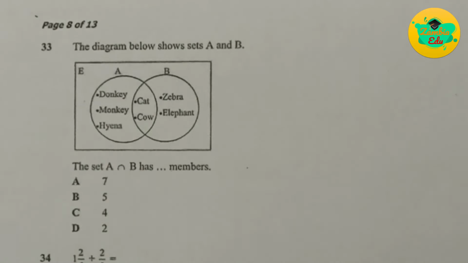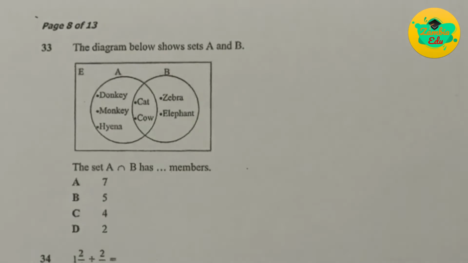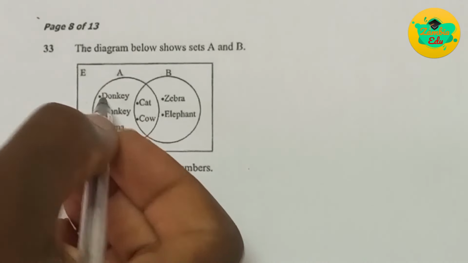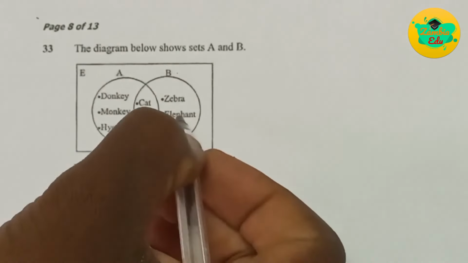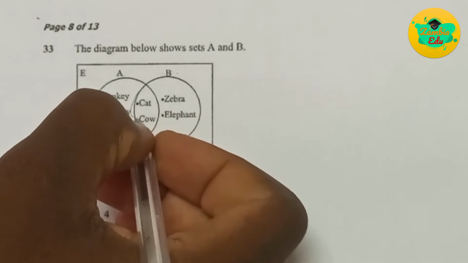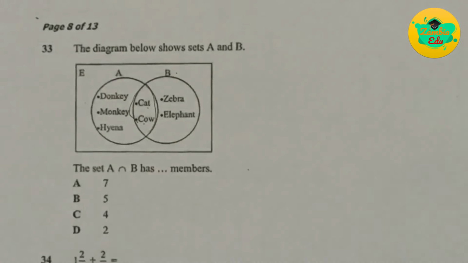Question 33 says, the diagram below shows sets A and B. We're able to see set A, which has donkey, monkey, hyena. We're able to see set B, which has zebra, elephant. And we're able to see their intersection there, which has cat and cow. The question is, set A intersection B has dash members.